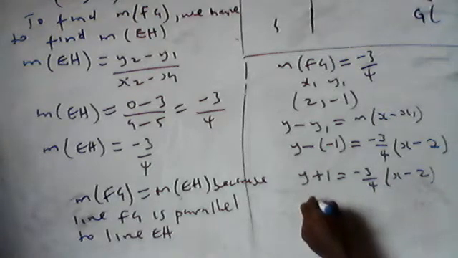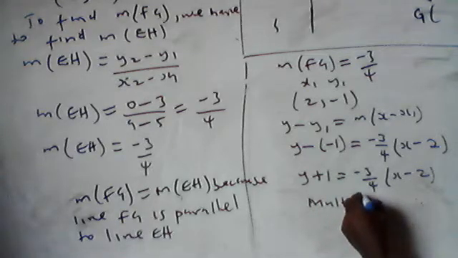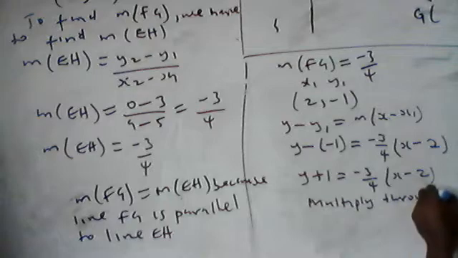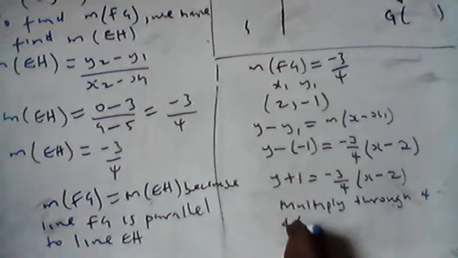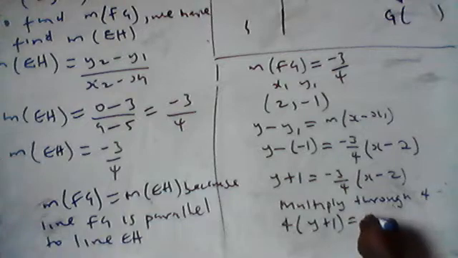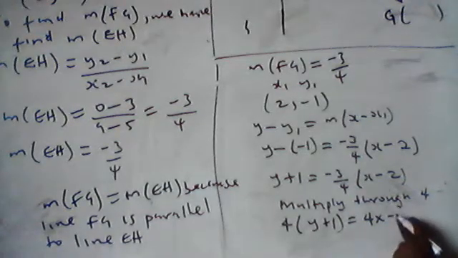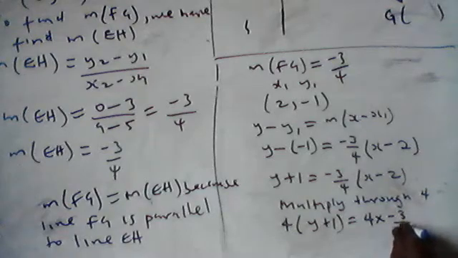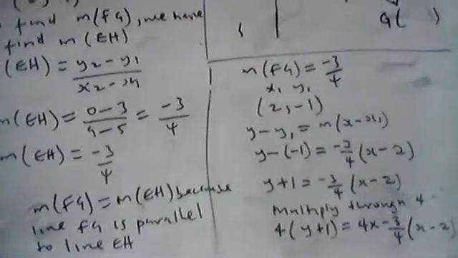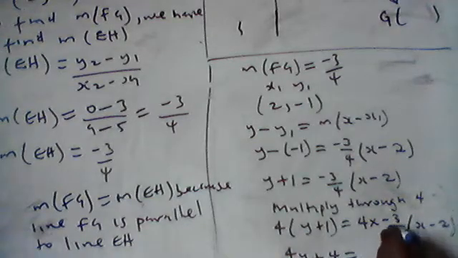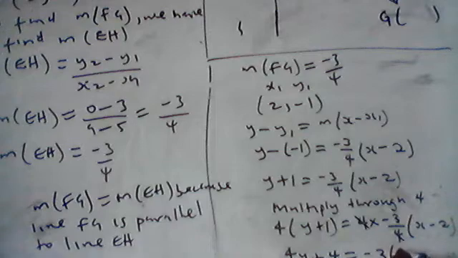Multiply through by 4. That will be 4 bracket y plus 1 equal to 4 times minus 3 all over 4 bracket x minus 2. Hope you can see it like that. So 4 times y gives us 4y, 4 times 1 gives us 4. For this one we cancel the 4s, so now we have minus 3 bracket x minus 2. Can you see it now?